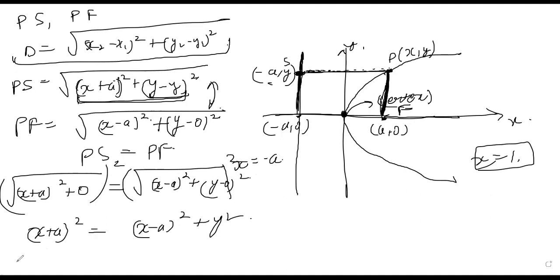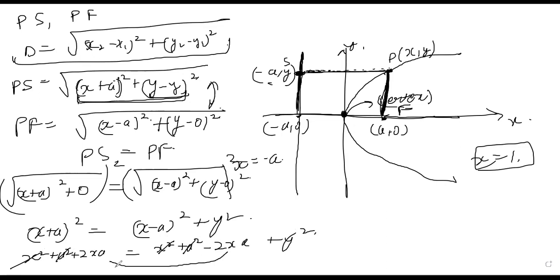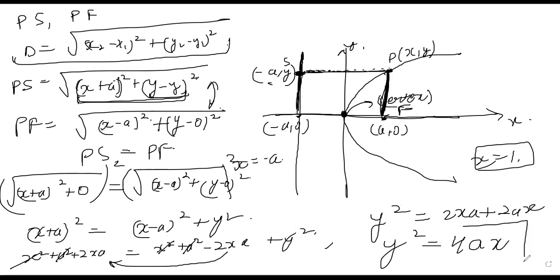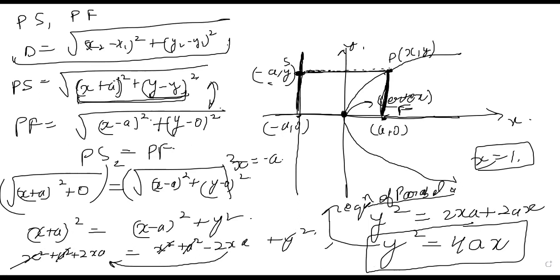Now we will open these square brackets. x square plus a square plus 2xa equals x square plus a square minus 2xa plus y square. Now a square and a square cancel out on both sides. If minus 2xa is on the right side, we can take it to the left side. So y square will be equal to 2xa plus 2xa. So y square will be 4ax. This is the equation of the parabola. So note it down.